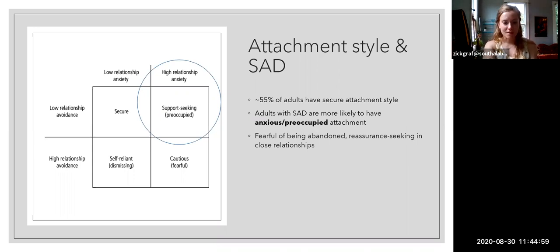So people with this attachment style tend to be fearful of abandonment, and they tend to seek a lot of reassurance from their loved ones that they won't abandon them, either by intentionally leaving and breaking up with them or by having an accident and dying.